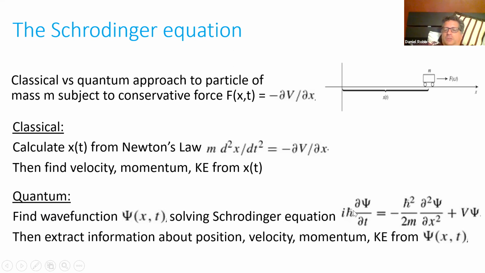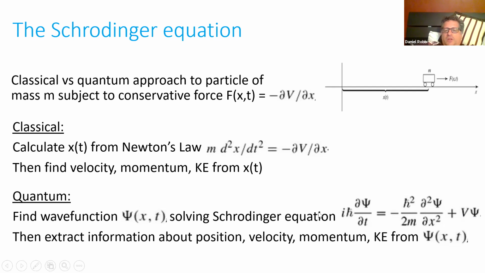We find the wave function by solving the Schrodinger equation, which is this equation here: i h bar d psi, where psi is the wave function, dt, is equal to minus h bar squared over 2m times the second derivative of psi with respect to x, plus the potential energy, which we're talking about up here, times psi. And just keep in mind that h bar is Planck's constant h over 2 pi, which is a very small number, which is part of the reason we don't see quantum phenomena on an everyday scale.